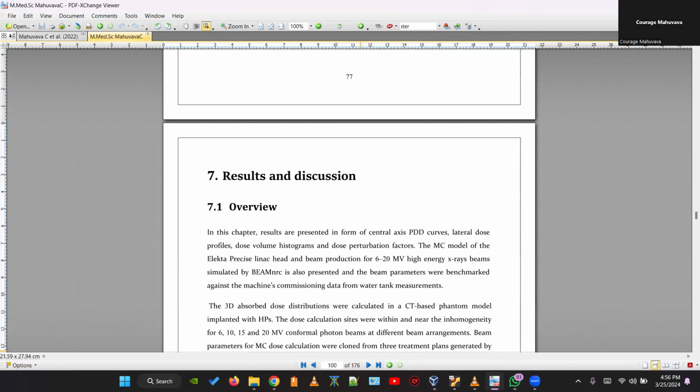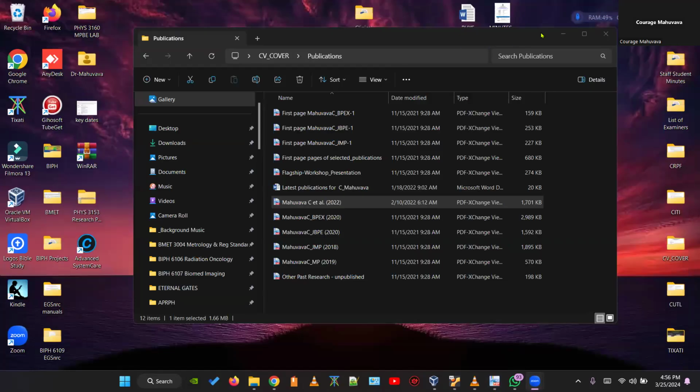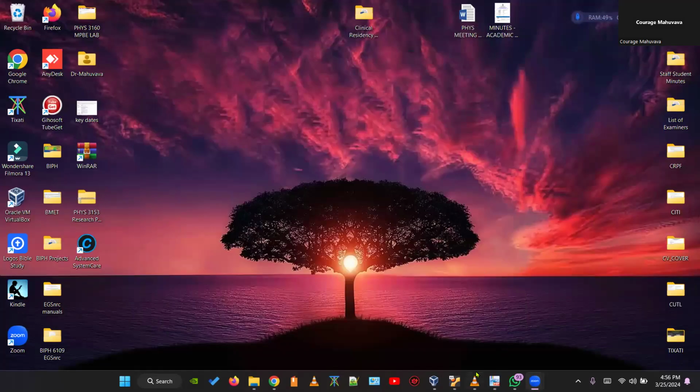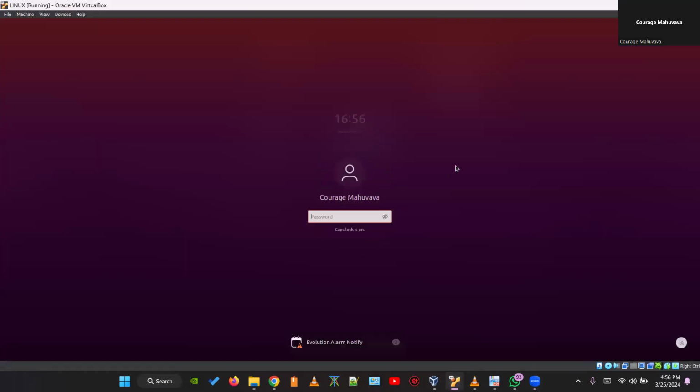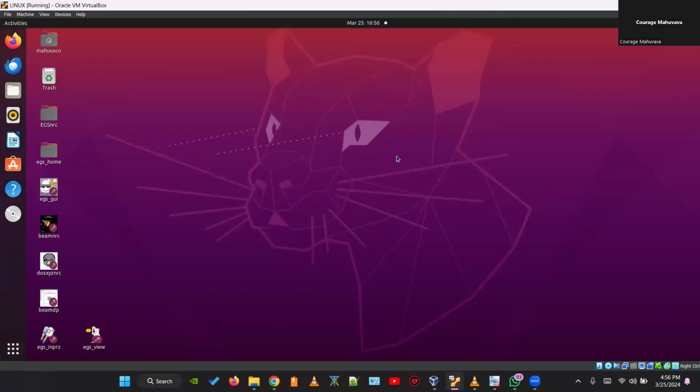Is it making sense, at least in theory? I know it's a bunch of stuff that I said, but once we start using the interface, it's going to make more sense. So let me now move on to VirtualBox. All right. I hope you can see my VirtualBox screen before I proceed. Can you see it?